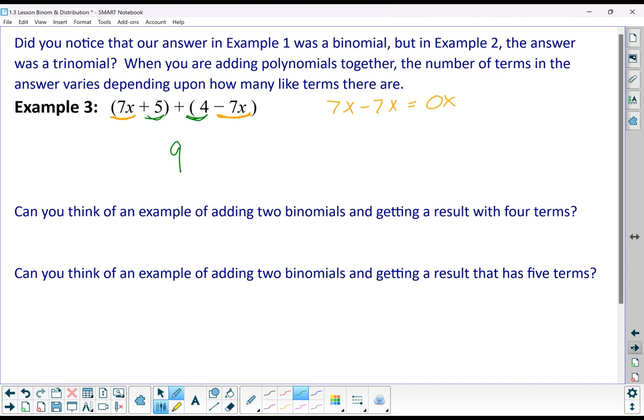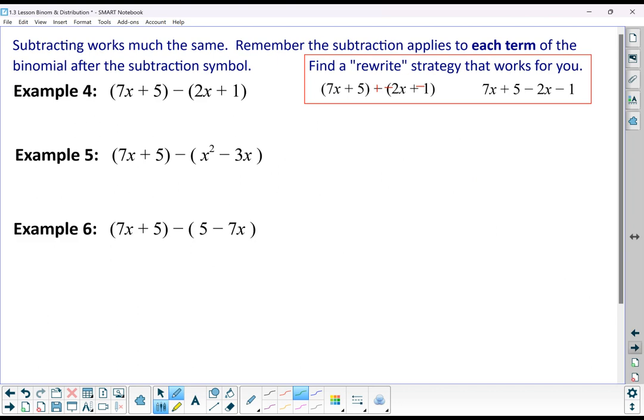I'm going to go to the next slide here. Subtracting works much the same as addition. Just remember that the subtraction applies to each term of the binomial after the subtraction symbol. So you need to decide a way that you like to rewrite it that makes the most sense to your brain. I have kind of two strategies shown up here.